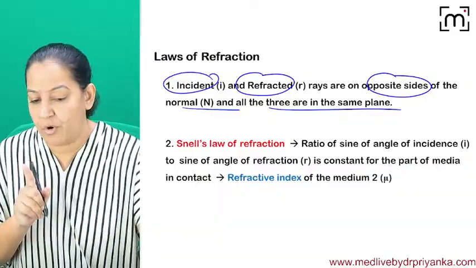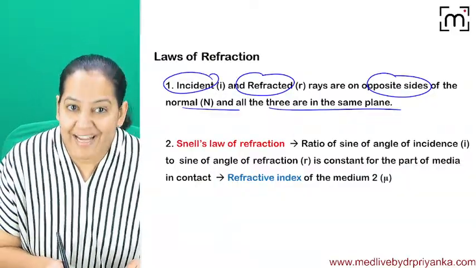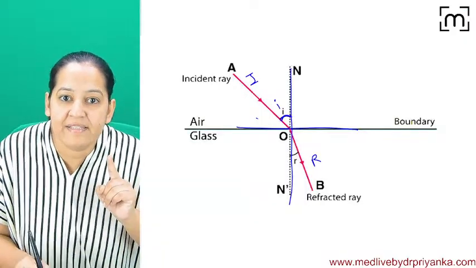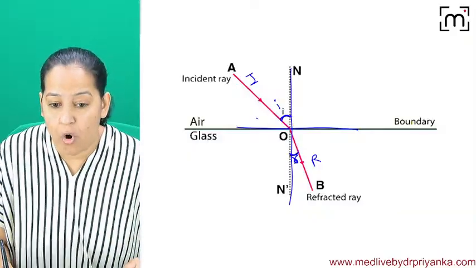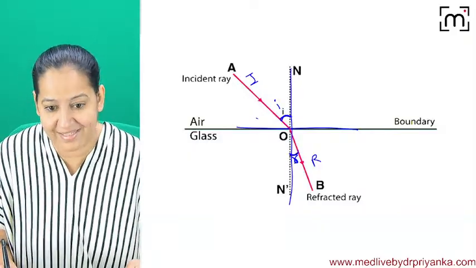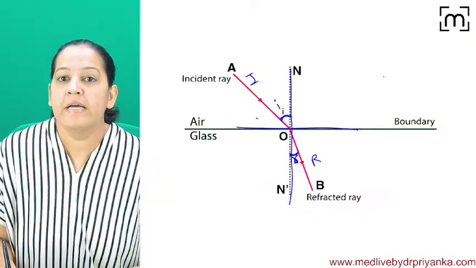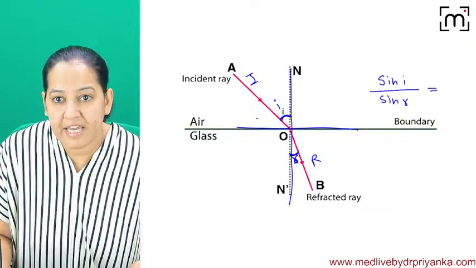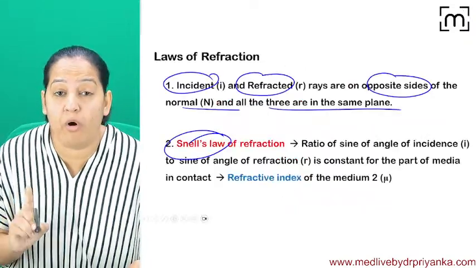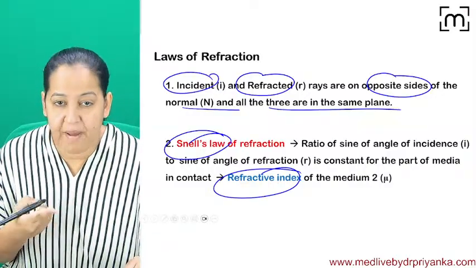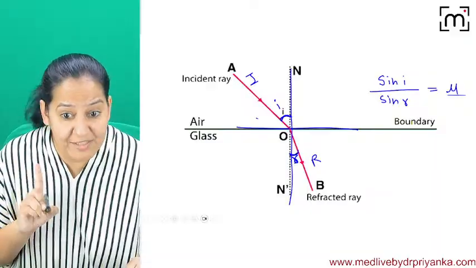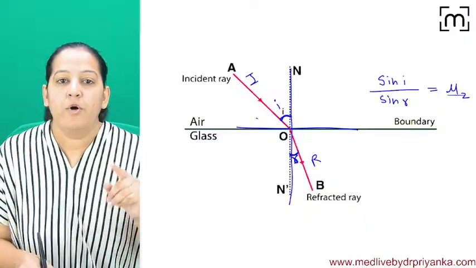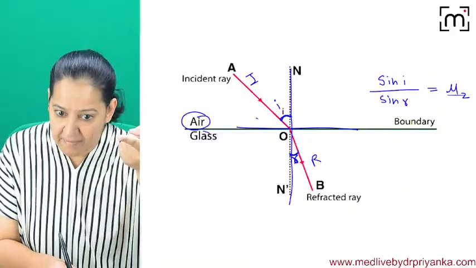Now the second law is very important, and MCQs also come from it in competitive exams. The second law is known as Snell's law. What does Snell's law say? This is the angle of incidence and this is the angle of refraction. You know sine and cos; have you read trigonometry in your 10th standard mathematics? Sine of the angle of incidence upon sine of the angle of refraction is equal to mu, the refractive index. There are two media and every medium has a refractive index, so it is mu of medium 2 over mu of medium 1. This is the formula. Here, if air is the first medium and glass is the second medium.